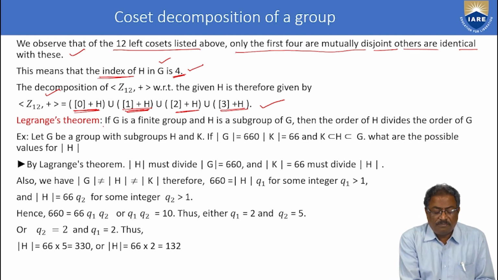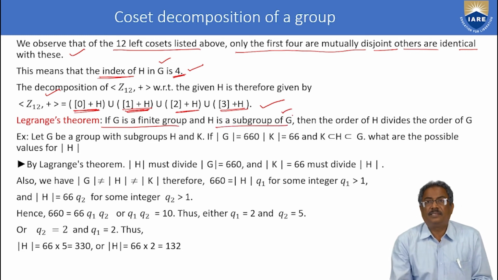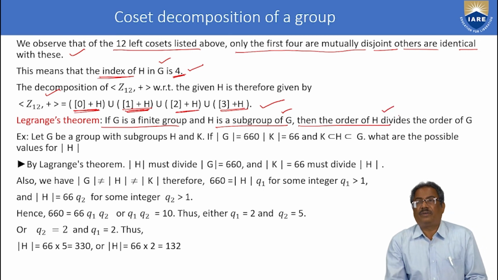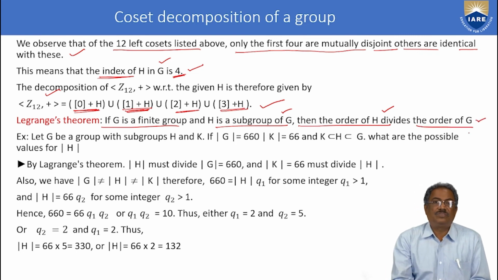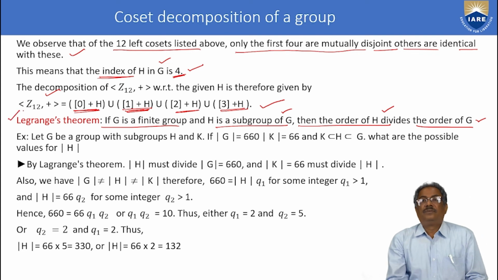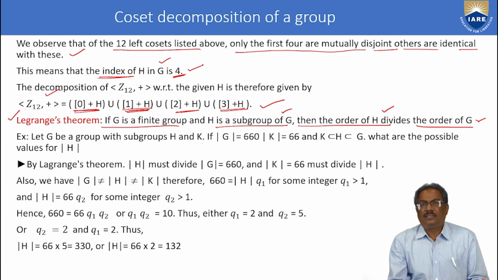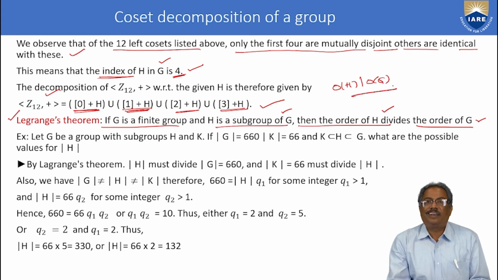So here, if G is a finite group and H is a subgroup of G, then the order of H divides the order of G, which is known as Lagrange's theorem. So if H is a subgroup of G, then the order of H divides the order of G, which is known as Lagrange's theorem.